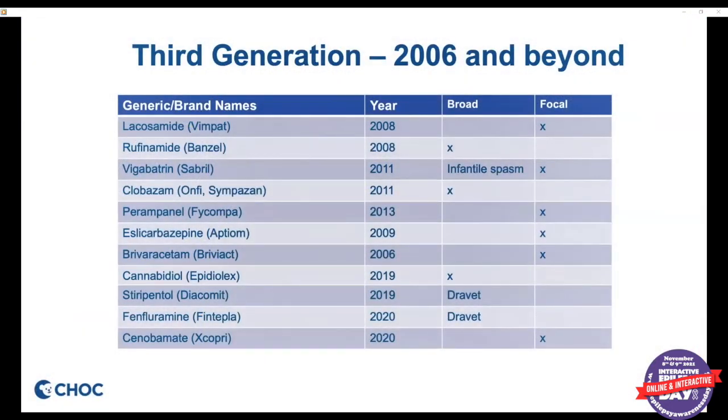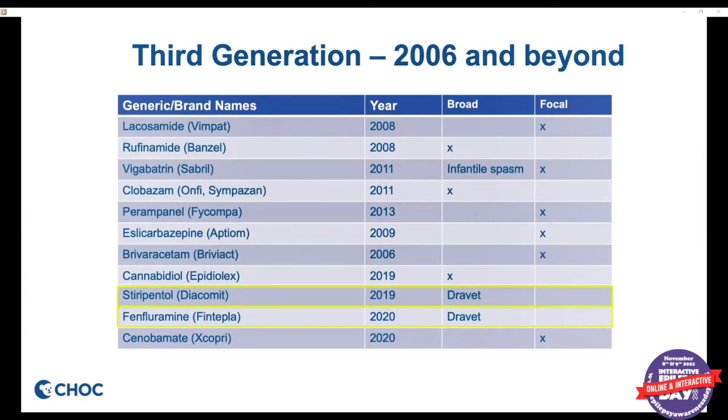The third generation of AEDs have a greater variety of pharmacological targets. Drugs such as perampanel, cannabidiol, and fenfluramine act on novel receptors. Others, such as ezlacarbazepine and brivaracetam, are touted as improvements upon their second-generation cousins. Some of them have very niche indications. Stiripentol and fenfluramine, for example, are currently only approved for Dravet syndrome.